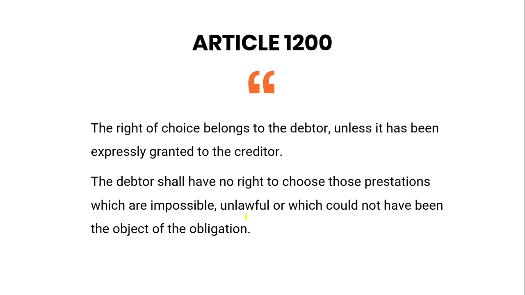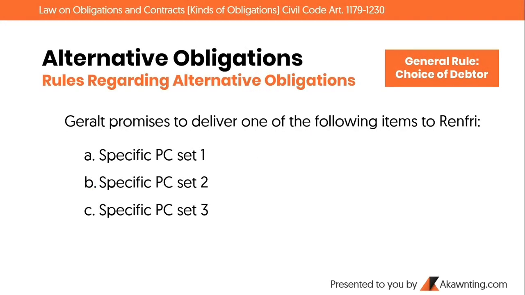So, next article is 1200, Article 1200. The right of choice belongs to the debtor unless it has been expressly granted to the creditor. So, therefore, in alternative obligation, general rule, kapag walang sinabi sa problem, ang right of choice kay debtor. Okay? Magiging right of choice lang yun ng creditor kapag expressly binanggit sa problem. So, tatandaan nyo po yun. Okay? The debtor shall have no right to choose those prestations which are impossible, unlawful, or could have not been the object of the obligation. So, maya-maya may example tayo dyan. Okay? So, ayan.